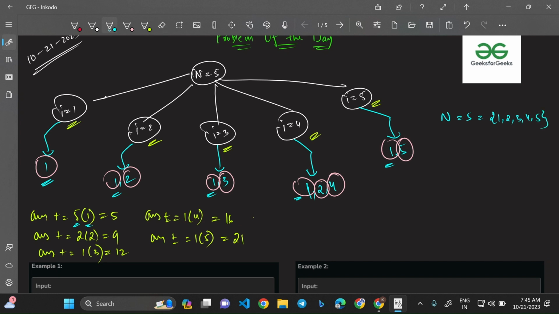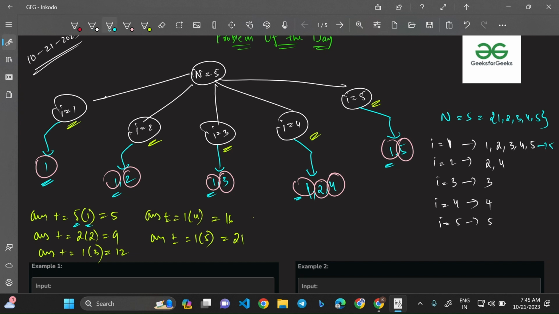So let me take the very first case. What is the very first case? I equal to 1. So what does that divide? It divides 1, it divides 2, it divides 3, it divides 4, it divides 5. Take I equal to 2. What does it divide? It divides 2, it divides 4. What does I equal to 3 divide? It just divides 3. What does I equal to 4 divide? It divides just 4. What does I equal to 5 divide? It just divides 5.